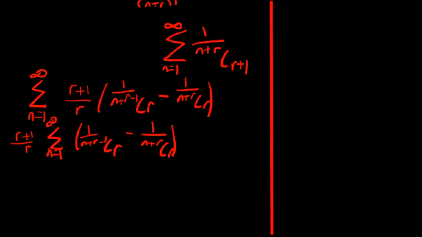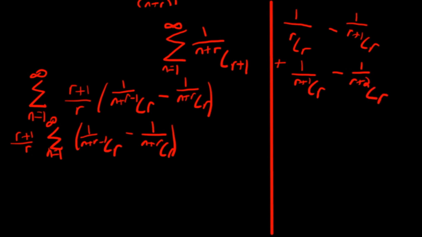So the first term, if we take n equals 1, notice we're not changing r, which is a fixed value, we're just changing n. So the first pair of terms will be 1 divided by r choose r minus 1 over r plus 1 choose r. And then we're going to be adding the next pair of terms, which will be 1 over r plus 1 choose r minus 1 over r plus 2 choose r. And if I continue doing this, I'll just write out two more terms.